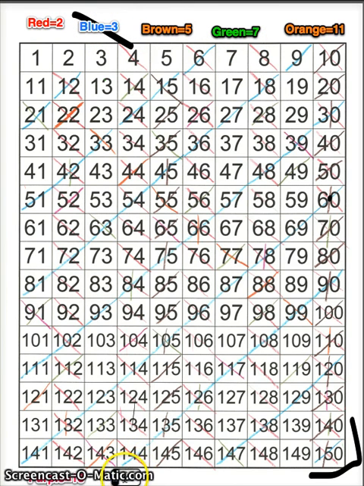Now, 7 goes into 21. And whenever you add a 0 onto the end, it's basically like not changing the number at all. So that basically means that 7 goes into 210.